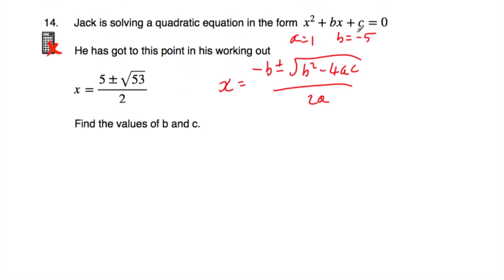So we've got our values for a and b. Now we need to find the value for c, because that's what we've been asked to find, this value for c. So if we have a look here, with the 2a bit, we know that's equal to 2, so a is equal to 1, so that's fine.